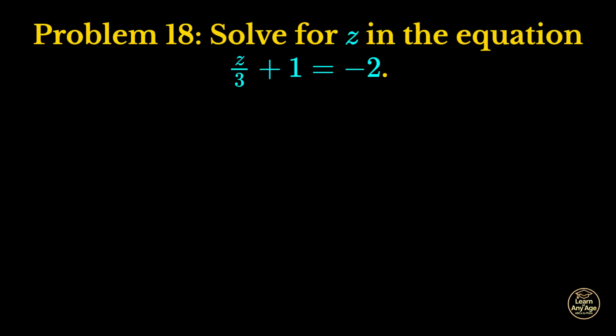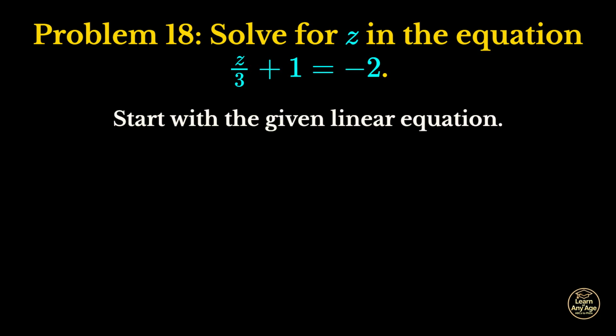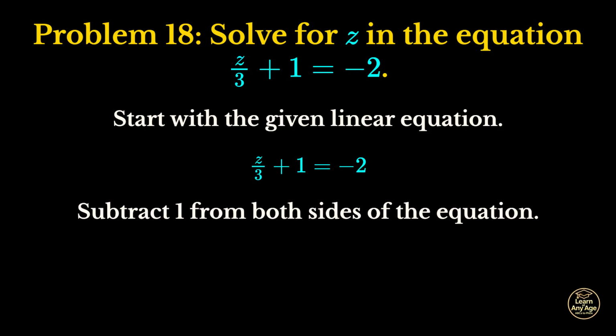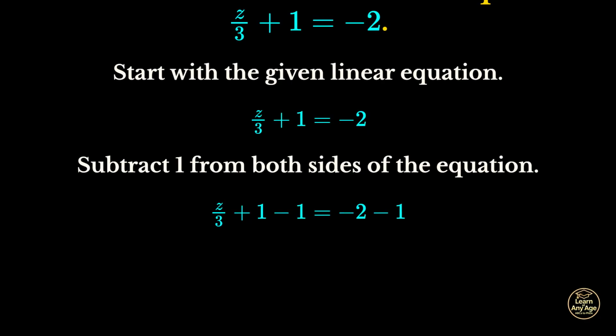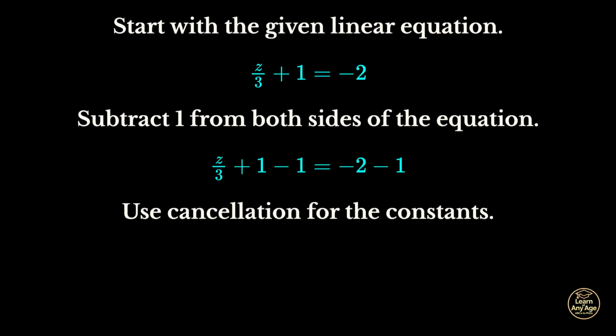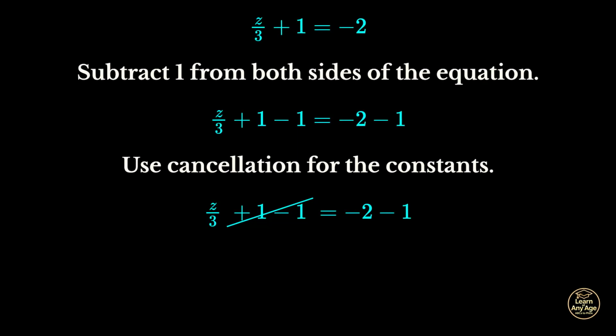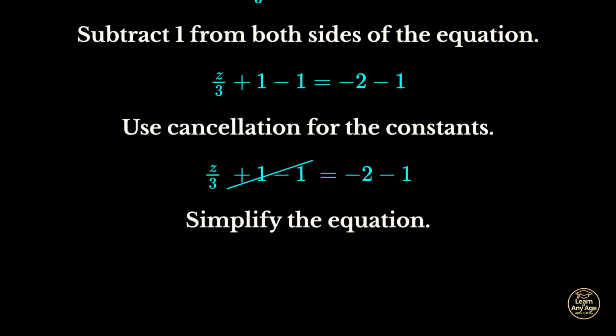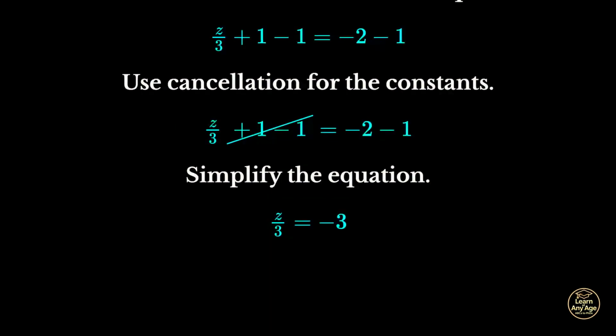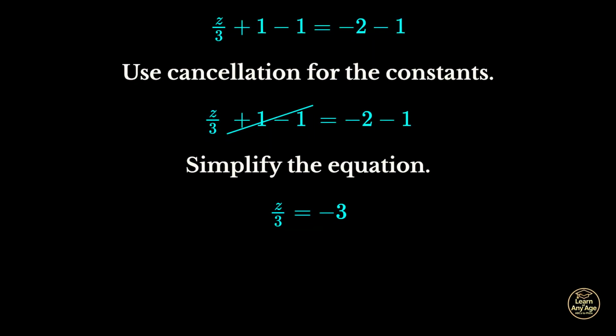Problem 18, solve for z in the equation z over 3 plus 1 equals minus 2. Start with the given linear equation. Z over 3 plus 1 equals minus 2. Subtract 1 from both sides of the equation. Z over 3 plus 1 minus 1 equals minus 2 minus 1. Use cancellation for the constants. Z over 3 plus 1 minus 1 cancelled out equals minus 2 minus 1. Simplify the equation. Z over 3 equals minus 3.